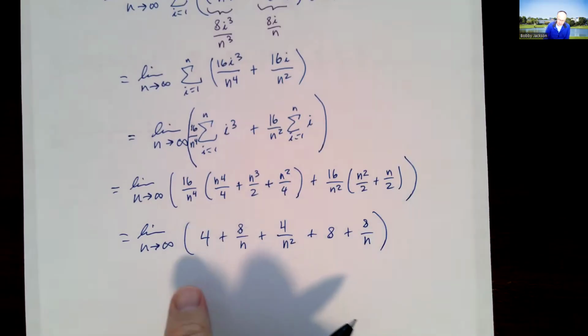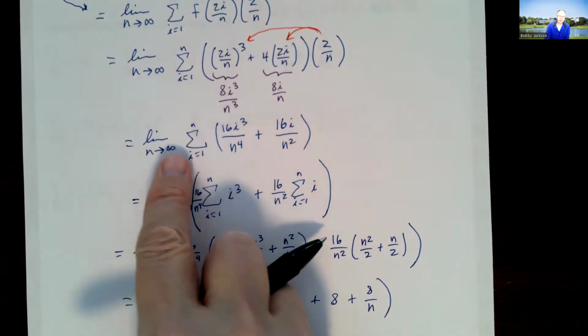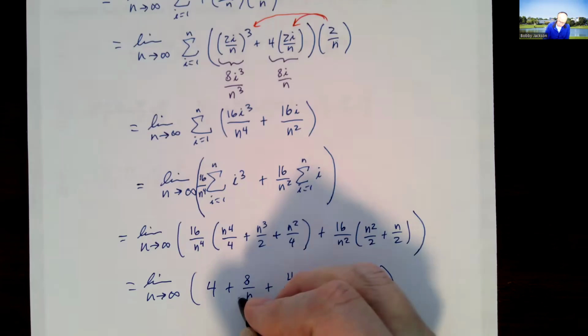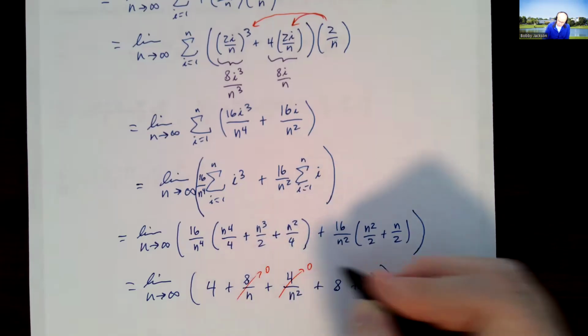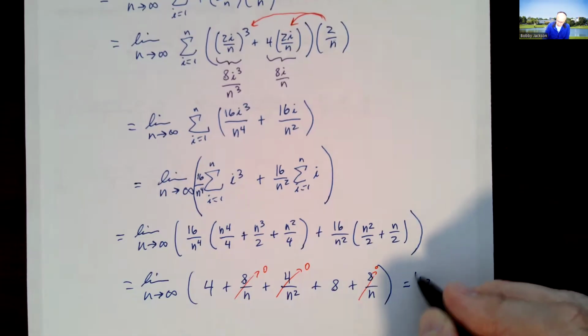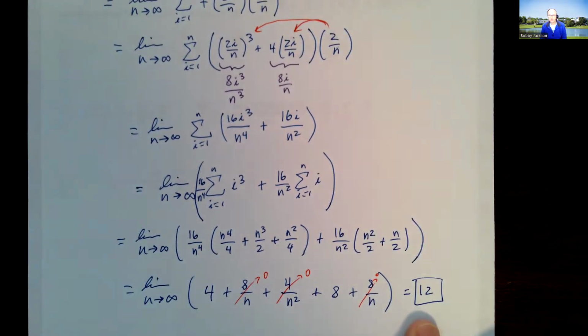And then finally, we can take the limit. Notice every time, what do I have? After the equal sign, a limit. You have to keep that limit all the way until the very end. So now as n goes to infinity, that's going to 0, that's going to 0, and that's going to 0. And I'm left with 4 plus 8, which is 12. You can check with that calculator feature that I showed you to check that that is the correct result.